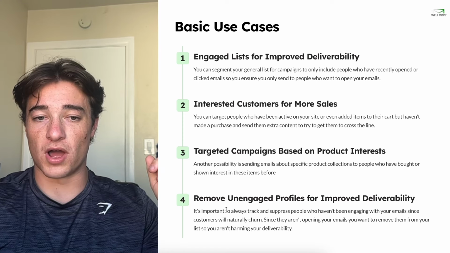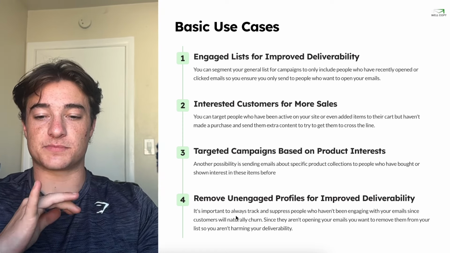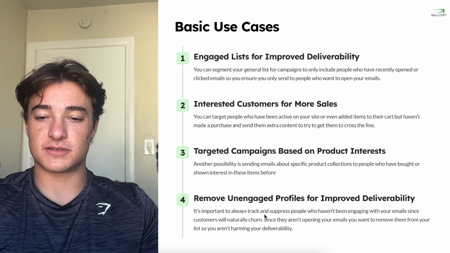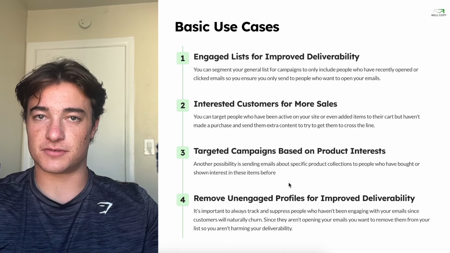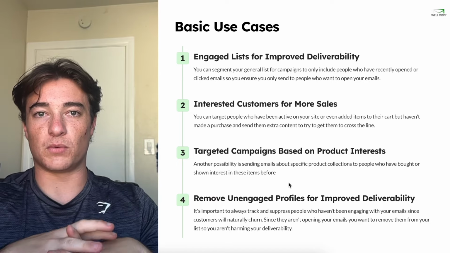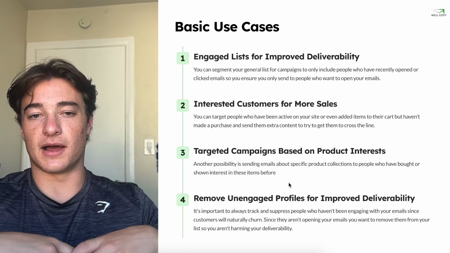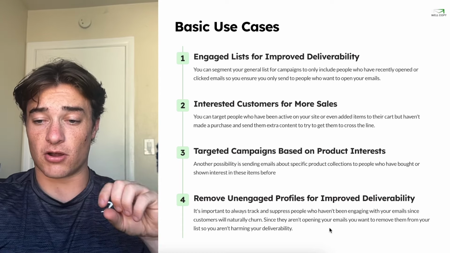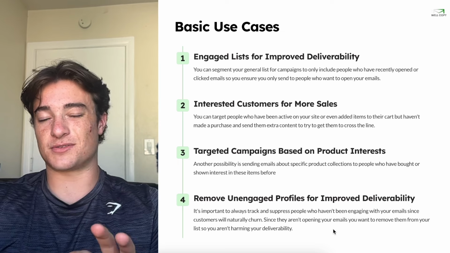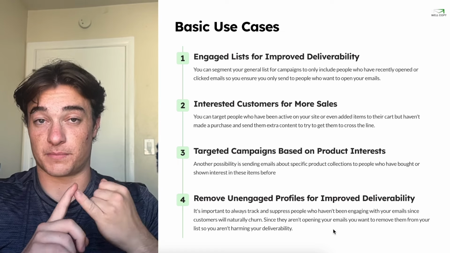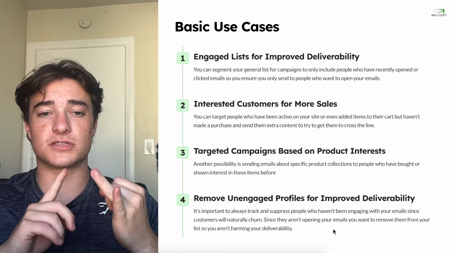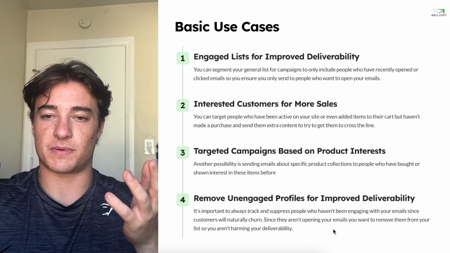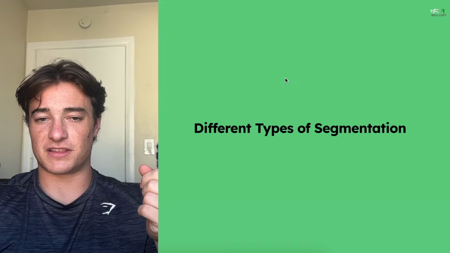This is tied to number one, but kind of the opposite: removing the unengaged profiles. It's important to always track and suppress people who haven't been engaging with your emails, since customers will naturally churn. You can't expect someone to be with you until they're 80 years old. There's going to be a point where they stop opening your emails. Since they aren't opening your emails, you want to remove them from your list so that you aren't harming your deliverability by sending to them, and also to save on your Klaviyo bill, so that you're not getting charged for these people as active profiles. So those are the basic use cases.